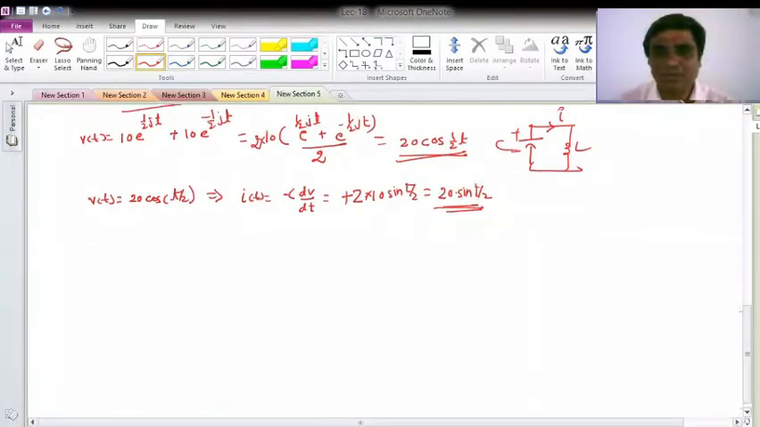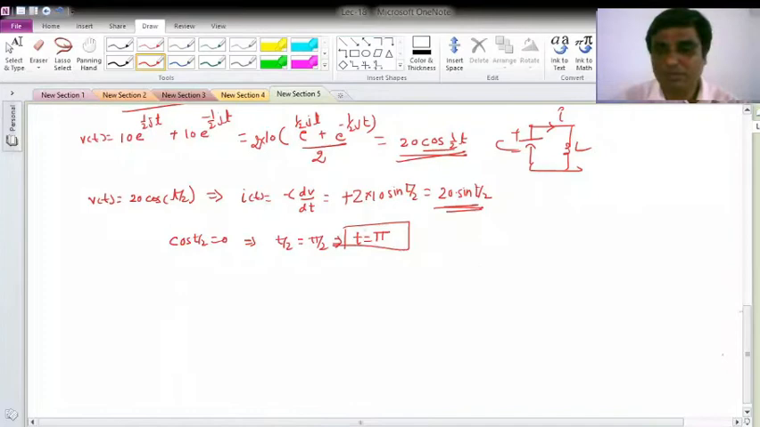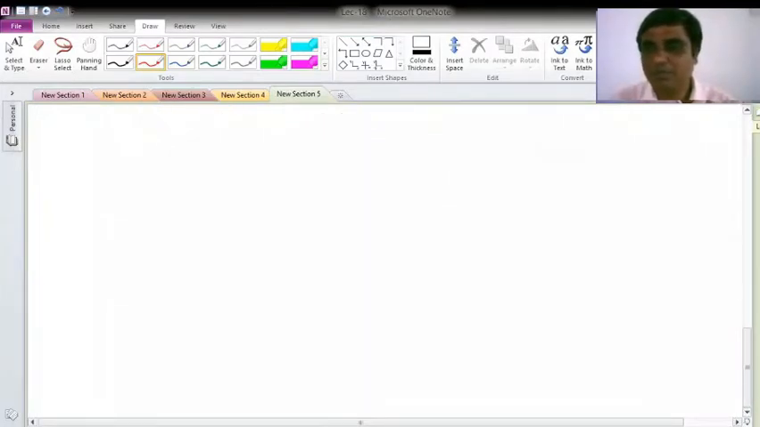Now let me plot this. So in order to plot it, first let me find out, for plotting the waveform, the time where my voltage will be 0. So we know that half t means what? Here cosine of t by 2 should be 0. So where it should be 0? When t by 2 is cos inverse of 0, which will be pi by 2. So when t will be at pi, then voltage will be 0. So with this, let me plot it.